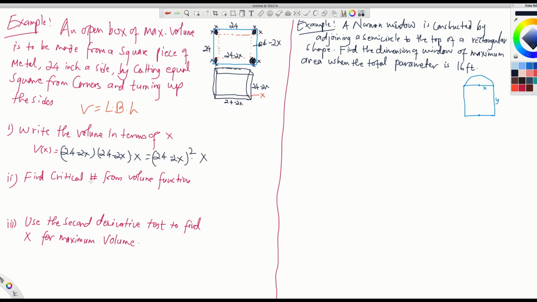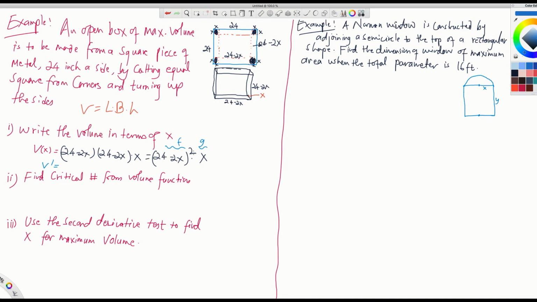The next thing you want to do is find the critical numbers from the volume function. To find the critical numbers, what do you do? You find the derivative. So how do I find the derivative of that? What will be V prime? Let me show the expression for V prime. You need to use the product rule. So this is like F, and this is like G. What is the derivative of F?